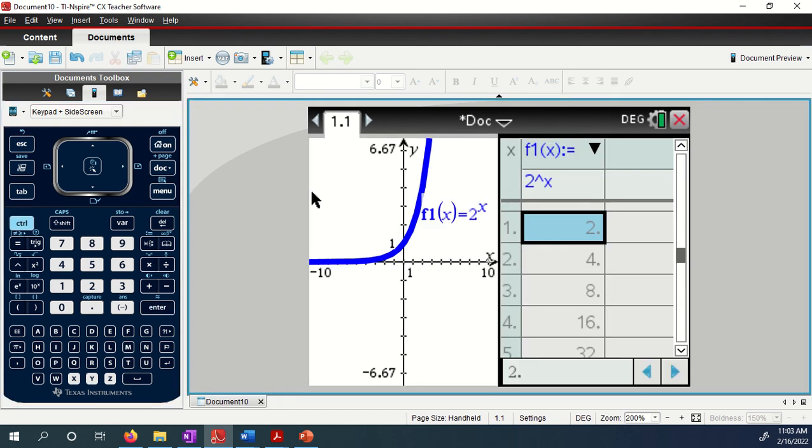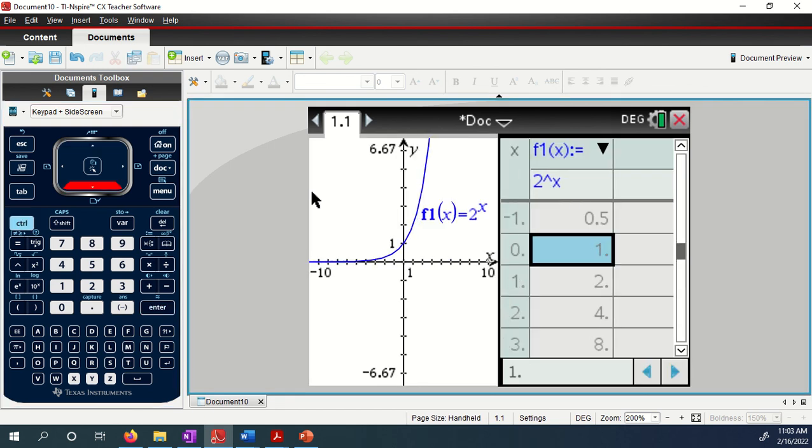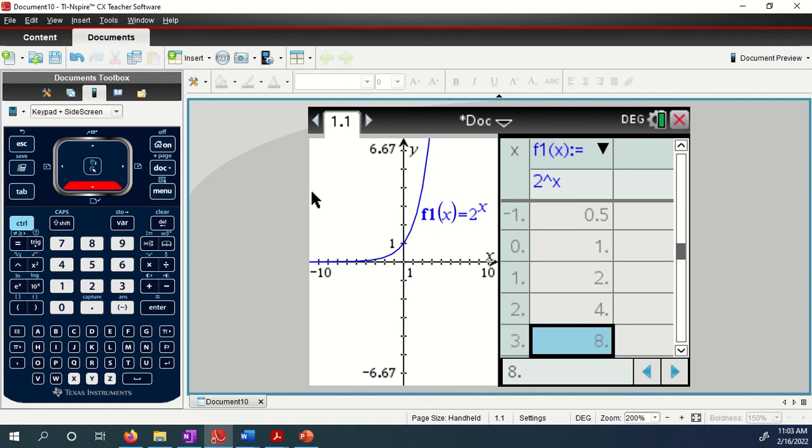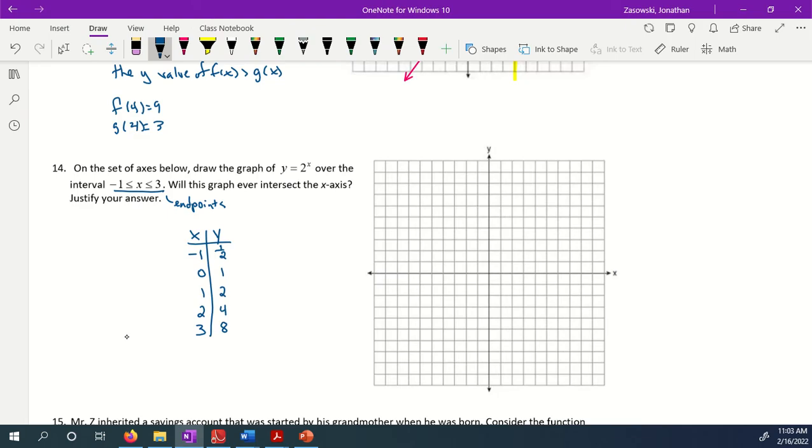And there's my graph. Here's my table. And I'm just going from -1 to 3. That's it. There's your window. So I'm only going to graph these points. So at -1, I'm going to go to a half and put a dot. 0 is 1. 1 is 2. 2 is 4. 3 is 8. I don't go beyond these. So that's all I'm going to do is draw the curve from here to here. That's it. And we have points on the end. That's the curve, okay?